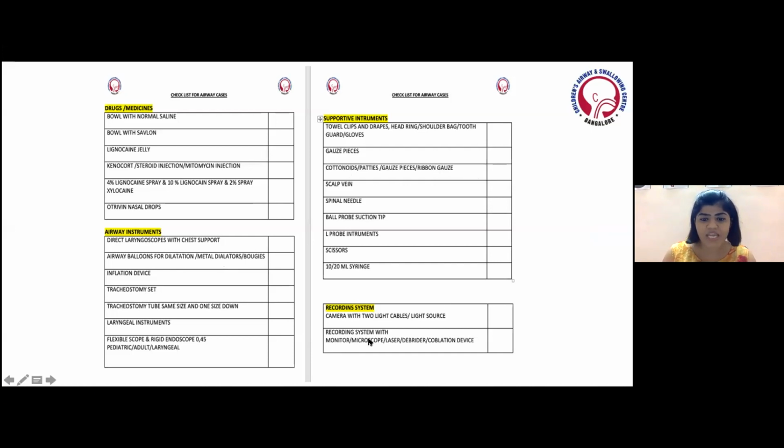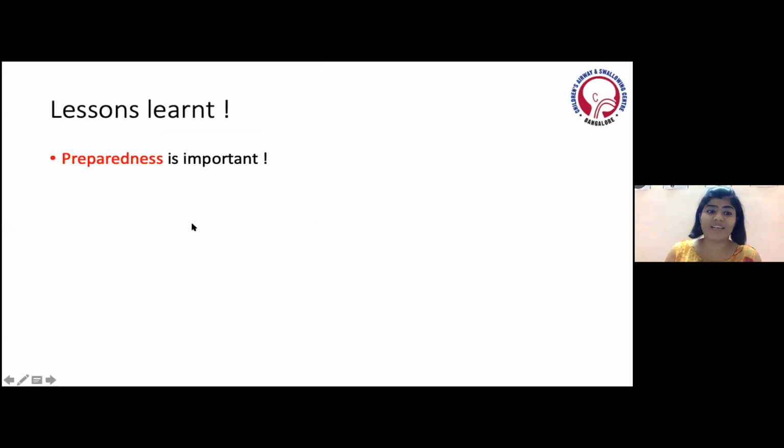And then comes the recording system, monitor, microscope, laser, debrider, and coblation device. And we make sure, once I say, Dr. Raman, that okay, everything is ready, checklist is ready, things are working, then only he says, okay, shift the child into OR. So the lesson learned: preparedness is important. If you take more time to prepare your theater before shifting the child, then your time for the surgery will be pretty less. So better you be prepared for everything which comes in your airway case management.